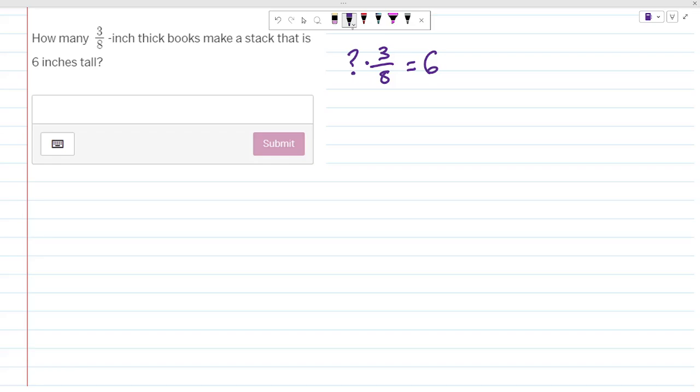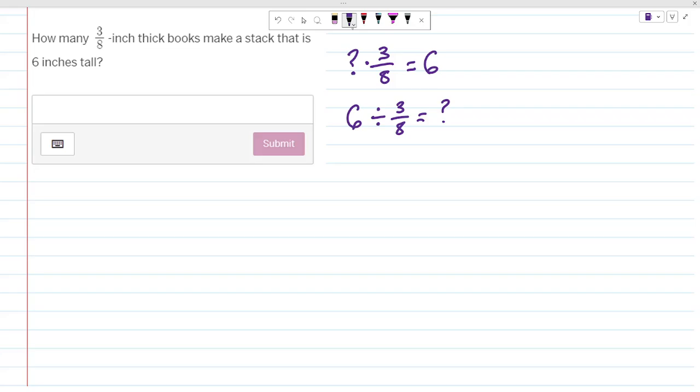Or what's a division equation we could write? If we take 6 inches and we have groups of 3/8 inch in that, then how many groups do we have? So these are two equations that we can write that might help us solve this problem.